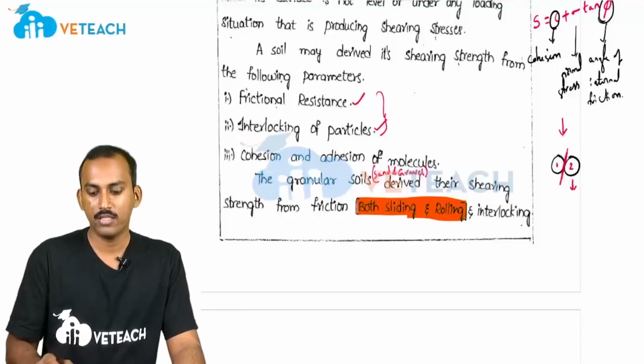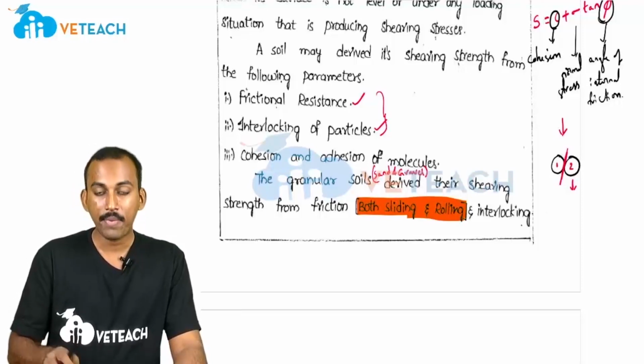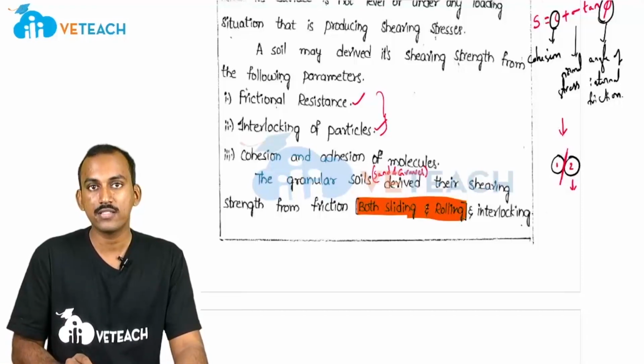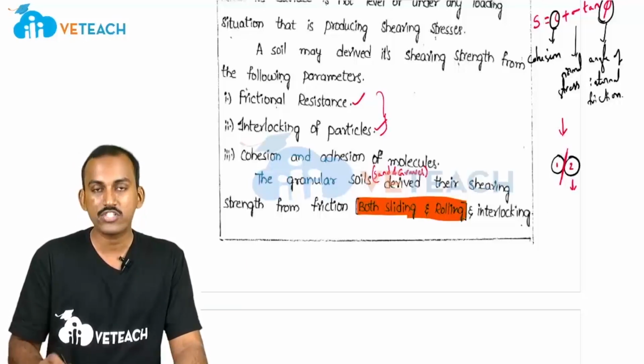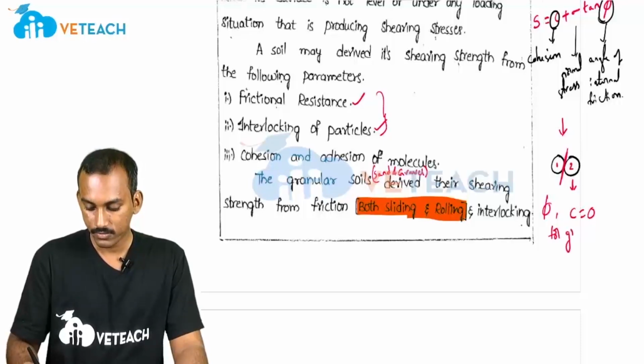Okay, so it might be when the two particles are sliding about this contact area, or one particle is rolling over another particle. So during these two conditions, the friction will develop. This friction is responsible for the shear strength in the case of coarse grained soils or granular soils. In granular soils, phi is the value that predominates the shear strength, and also C is equal to 0 for granular soils.